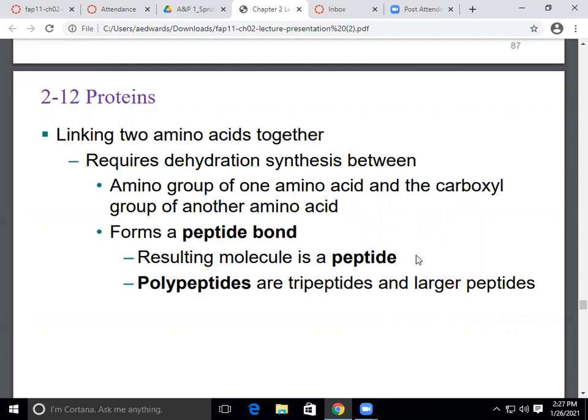So to make a protein, you have to link 2 amino acids together. How do we do that? With our old pal dehydration synthesis. So here we're creating a bond between the amino group of one amino acid and the carboxyl group of the next amino acid. It forms what we call a peptide bond. And we call it that because the molecule that's created is a peptide. So peptides are polymers, and polypeptides are anything larger than 2 peptides. So it's a tripeptide and larger.